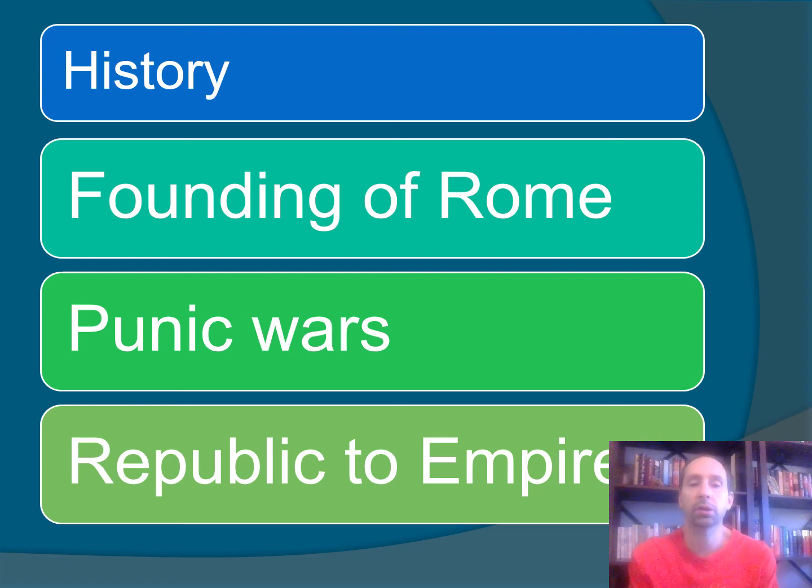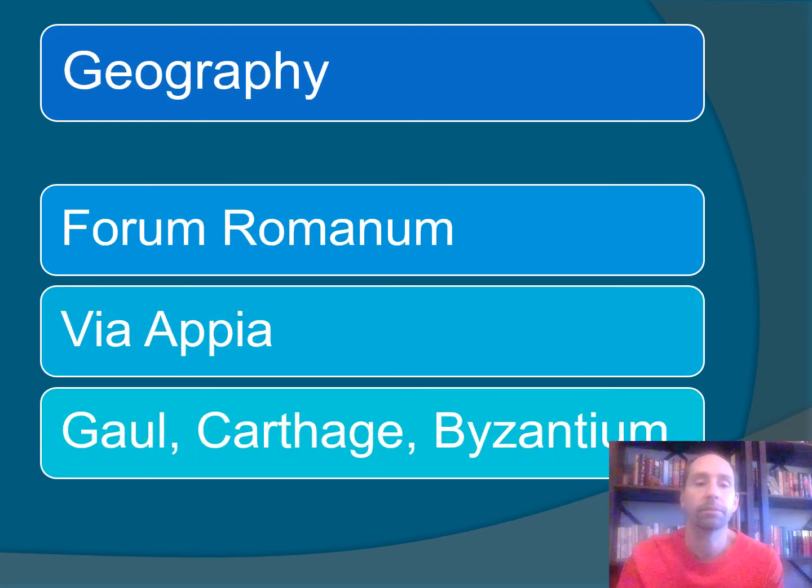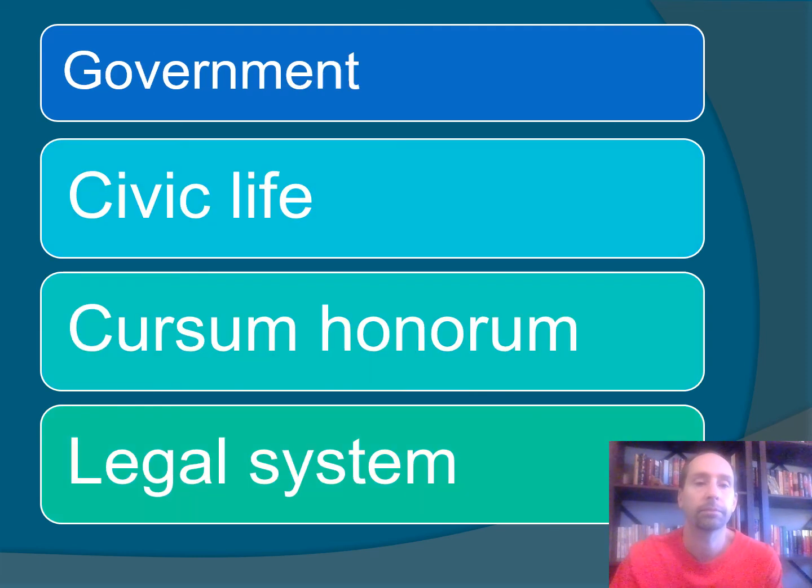Also, for the history, be familiar with the founding of Rome, the Punic Wars, and the Republic to Empire. Also be familiar with daily life like family structure, household and slavery, and education and games. Up next is geography. Be familiar with the Forum Romanum, Via Appia, Gaul, Carthage, Byzantium. And under religion, be familiar with polytheism, ritual sacrifice, and lares et penates. And for government, be familiar with civic life, cursus honorum, and the legal system.